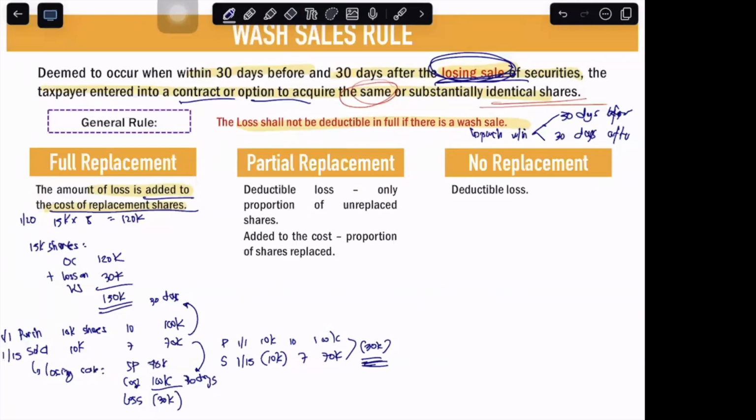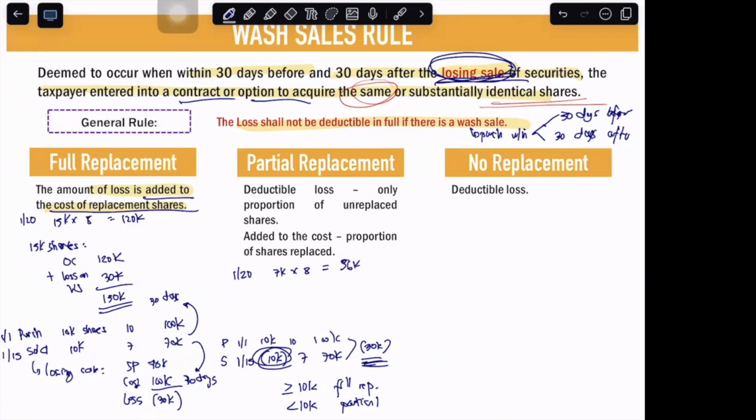What is the full replacement? You sold 10,000 shares. If you have a replacement of more than or equal to 10K, that is full replacement. If less than the 10K, that is considered partial replacement. So let's go to your partial replacement. So assuming you only purchase on January 20, 7,000 shares for 8 pesos per share. How much is that? 56K.